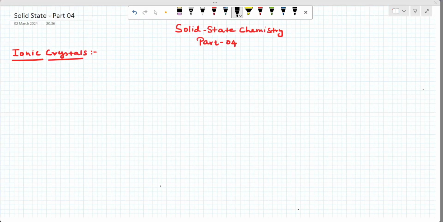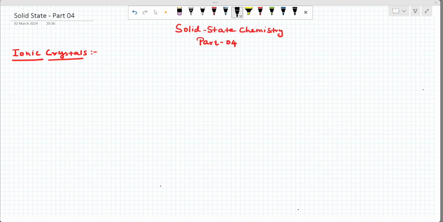Okay, we'll start. Till now we have finished three classes. In the first class I discussed the introduction: what is a solid state, and the types, amorphous and crystalline solids, and other properties. Then we discussed simple cubic, body-centered, face-centered, and diamond cubic. Last class we discussed the density concept and the interplanar distance.